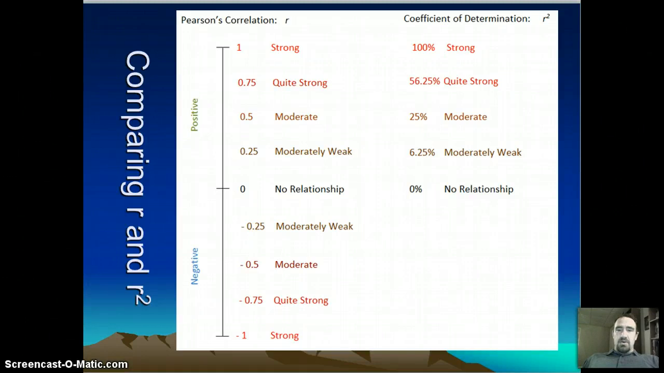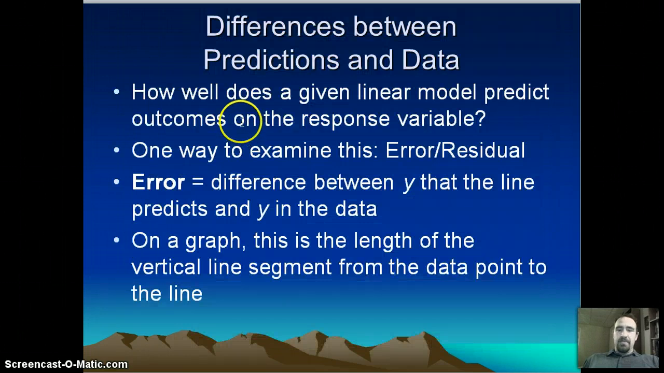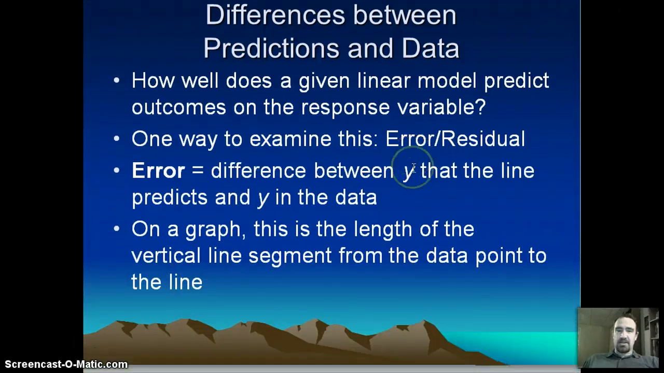All right, so judging your model through r squared is an important part of what we're going to do with our linear models. One other aspect that's going to be important for us to understand how these models, even where they come from, is looking at differences between our predictions and our actual data. How well does a given linear model predict outcomes on the response variable? That's what we've been talking about. One way to examine it piece by piece is called the error or the residual. Error is the difference between the y that the line predicts and the y in the data. So on a graph, what we're talking about is the vertical line segment, the length of that from the data point to the line.